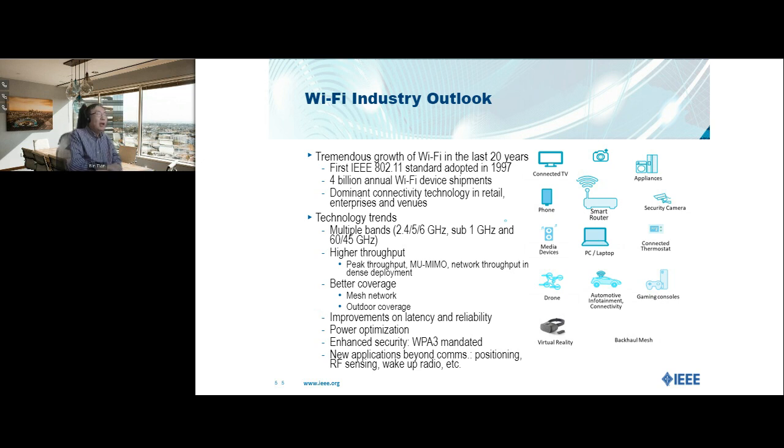Another direction it's going through is higher throughput. A lot of these amendments we'll talk about focus on higher throughput, especially at the beginning of the Wi-Fi standards development. Focus on peak throughput, introduce MU-MIMO, and later, which is the focus of this 11ax and our topic today, the network throughput in the dense environment. Of course, better coverage is another focus.